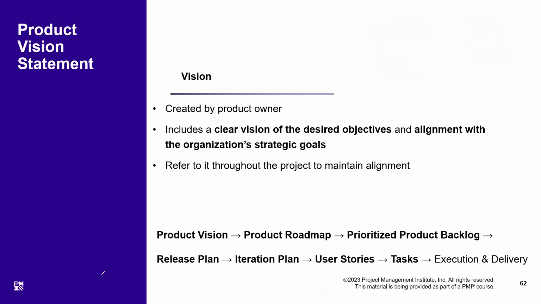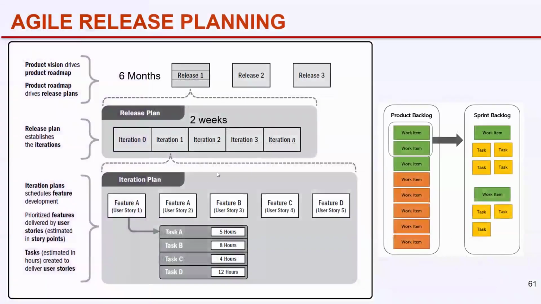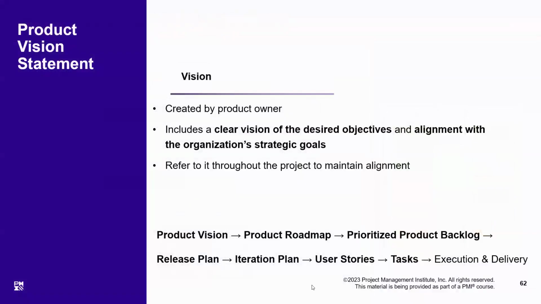Great. So you have product vision, product roadmap, prioritized product backlog, release plan, iteration plan, user stories, tasks, execution and delivery. Already we discussed about this, right? That's what you are seeing here in this. So product vision, product roadmap, etc. So that order is given here.